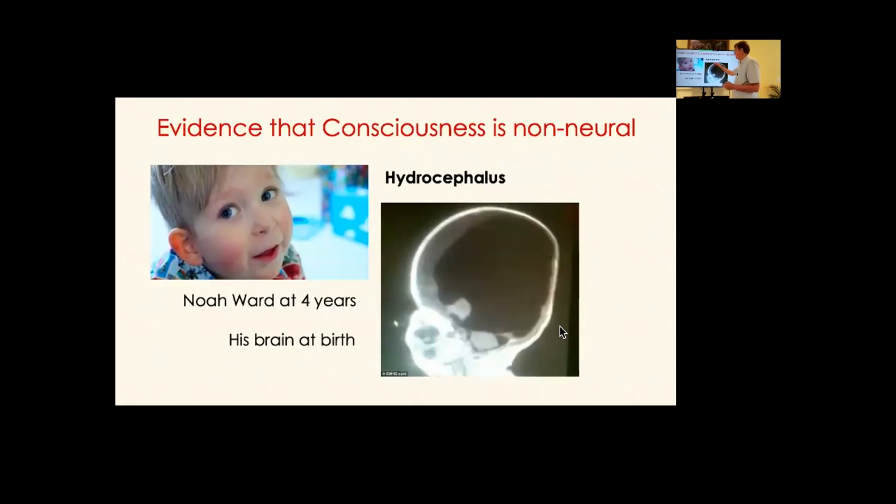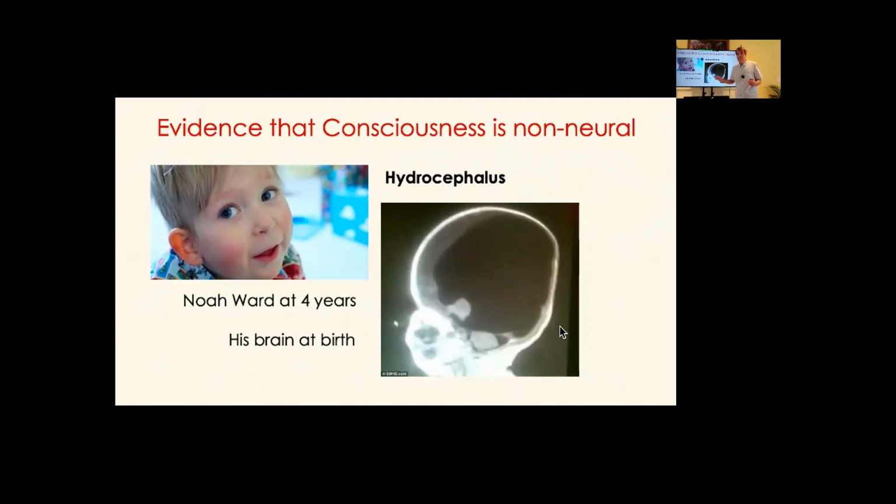Now, this first one is to do with hydrocephalus, which is the situation where often during the development of the child within the womb, there is a release of liquid within the ventricles of the developing brain. If so much liquid is being generated, the cortical development doesn't happen. Here, this was Noah Ward's brain at birth. That's the skull, the white one, and there's a little gray patch around there. That's all the brain he had.